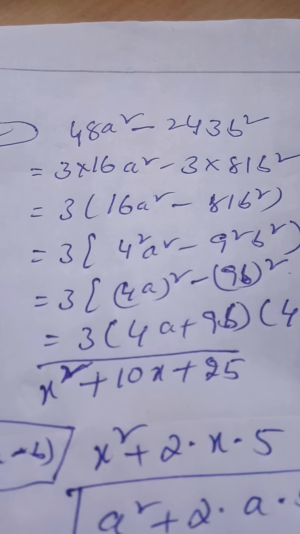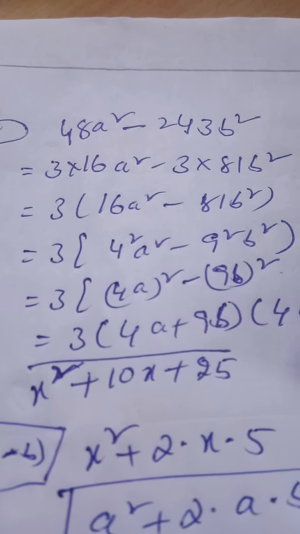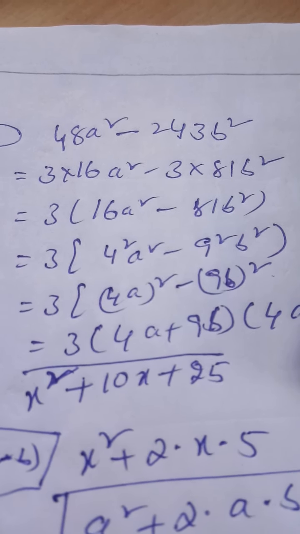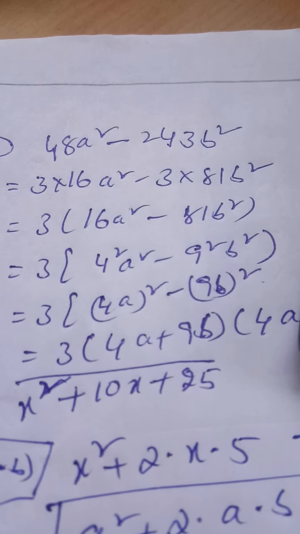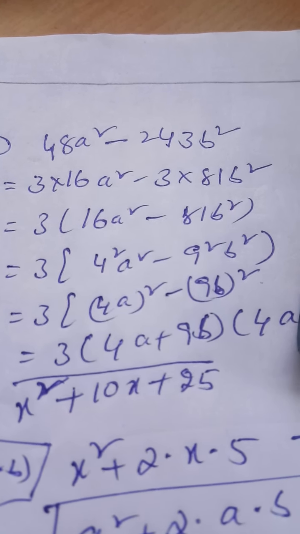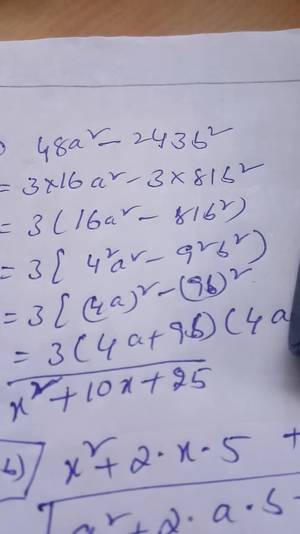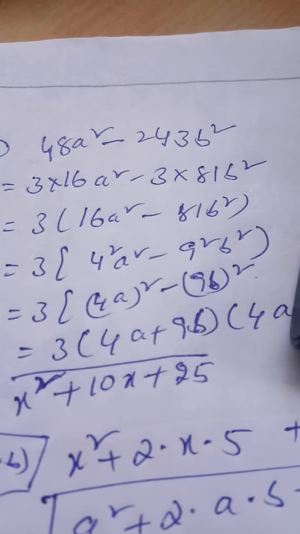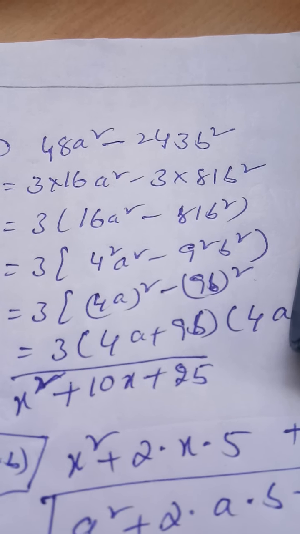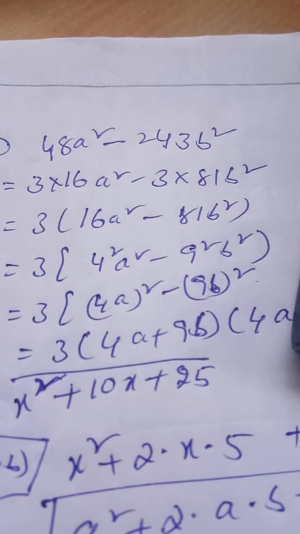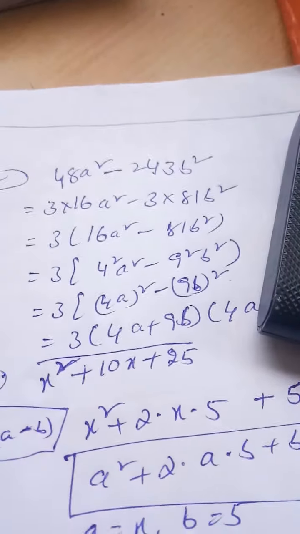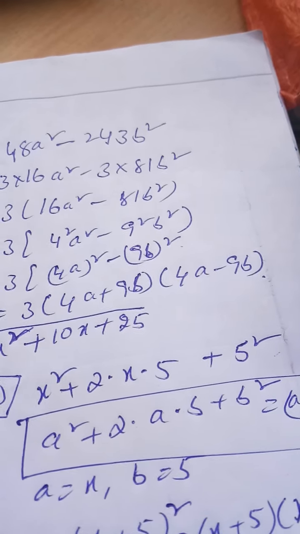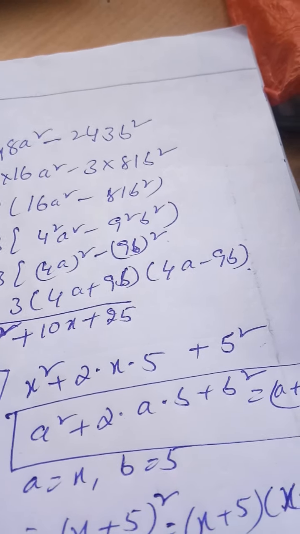That's why I will write it as 3 into 16a square minus 3 into 81b square. In these two terms, 3 is a common term, I will write it separately. So the remaining is 16a square minus 81b square. Here 16 is nothing but 4 square and 81 is nothing but 9 square. So it is nothing but (4a) whole square minus (9b) whole square. Again the formula a square minus b square, here a is nothing but 4a and b is nothing but 9b. So we can write it as 3 into (4a + 9b) into (4a - 9b).